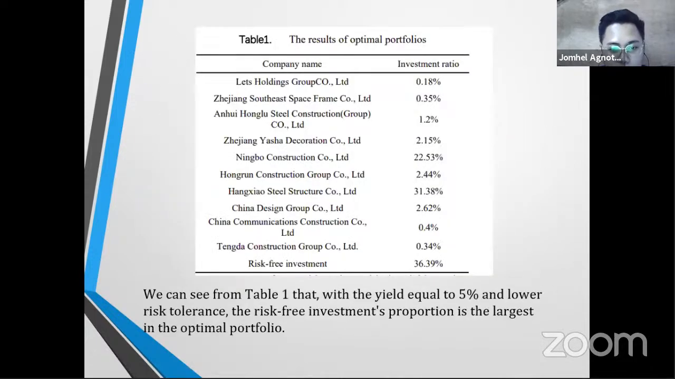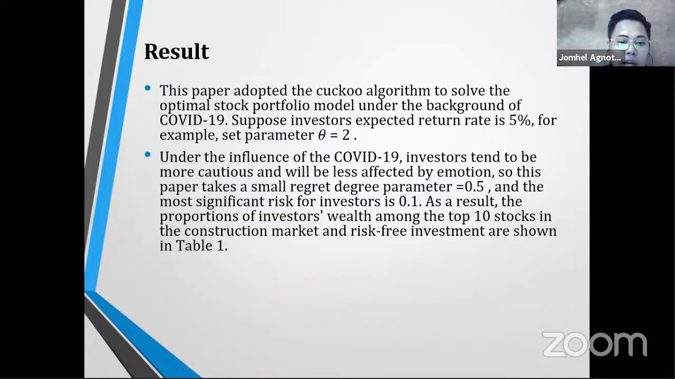As a result, kung makikita natin dito, using the parameters, the expected return natin, which is 5%, and then the parameter theta, which is equal to 2, ginamit natin yung Kuku algorithm to solve for the optimal stock portfolio or yung ratios ng ating mga stocks or yung i-allocate natin sa stocks na yun. Okay? So under the influence of COVID-19, investors tend to be more cautious, will be less affected by emotion. So this paper takes a smaller regret degree parameter, which is 0.5. And the most significant risk for investors is 0.1.